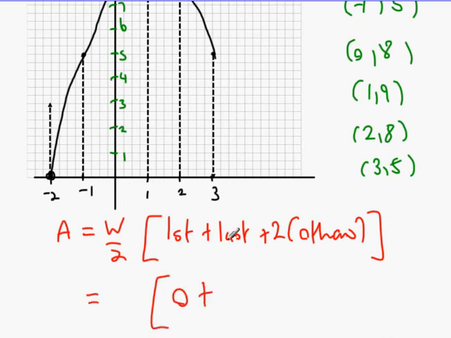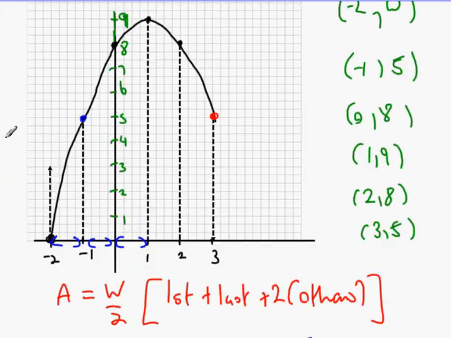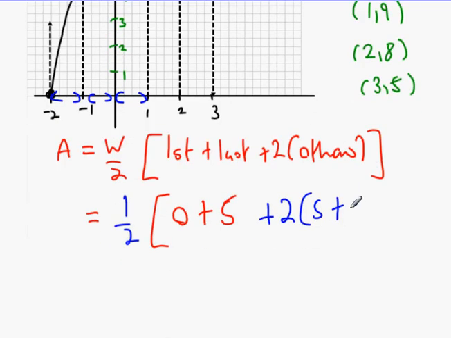What's the last height? 0 to 5. What's the W value? W value is worth 1. Now, 2 times the others. So what are the others added together? We have 5 plus anybody? 8. After that, 8 and 9, another 8, and that's it, isn't it?